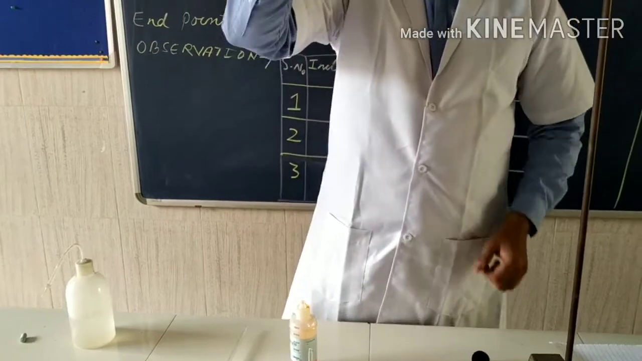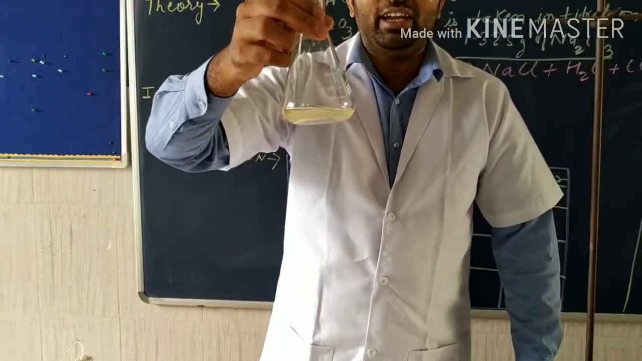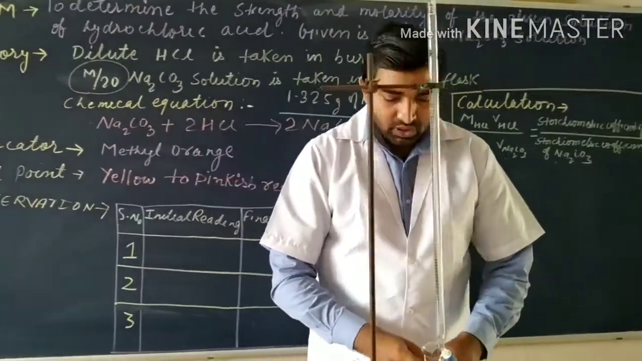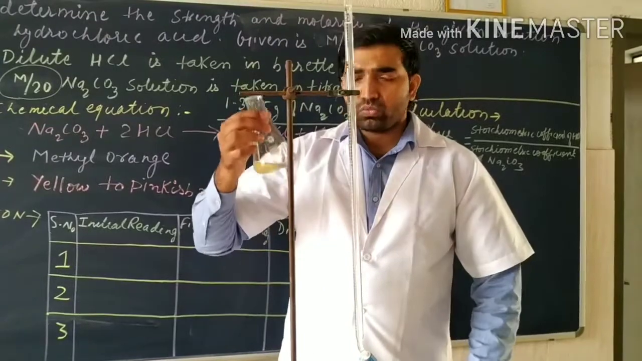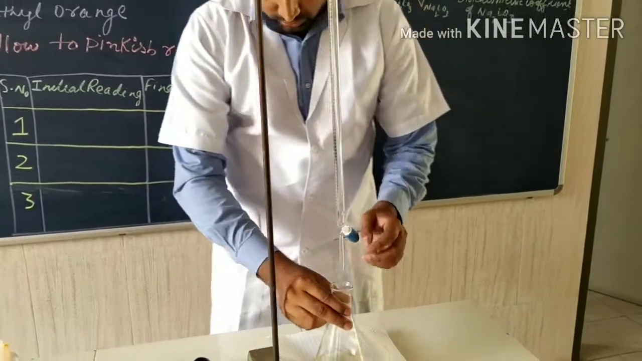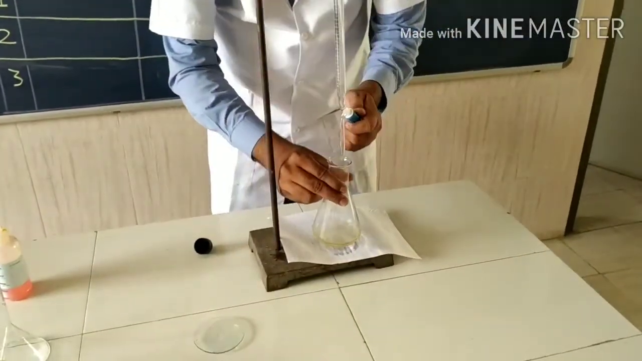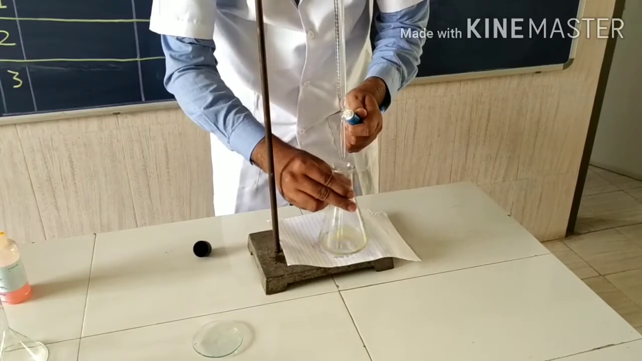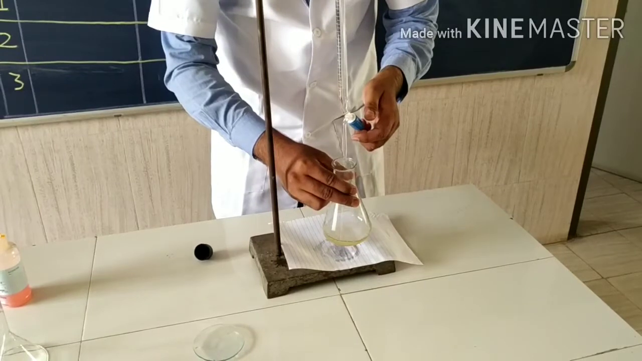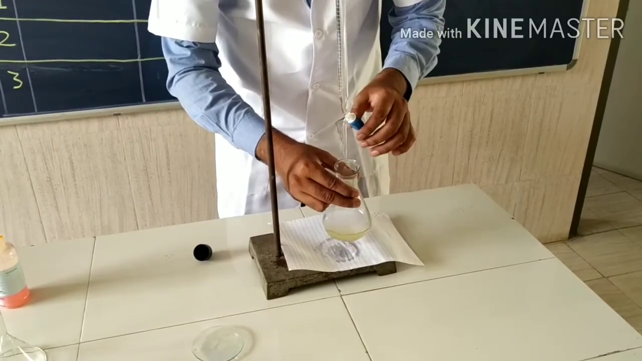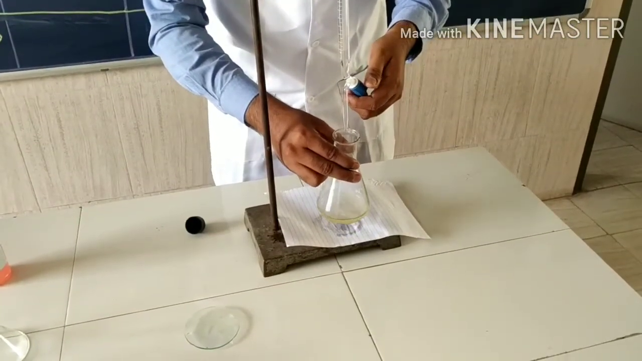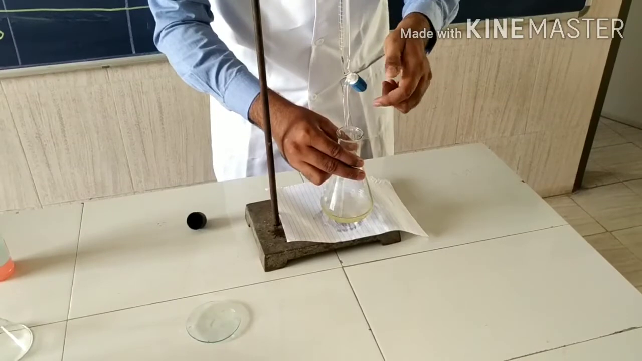See, the color is yellowish, which is the color of methyl orange in basic medium. Now we have to titrate the standard sodium carbonate solution against the HCl solution. Never touch the last drop to the titration flask, which alters the end point, because the droplets of HCl may stick to the titration flask.